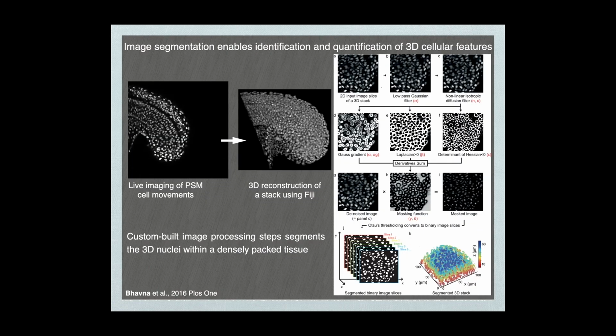So, to answer this, we first went on to analyze just the cell movements, and one 3D reconstruction of a single stack shows that these cells are tightly packed and they are highly juxtaposed nuclei within this tissue. So we developed a customized algorithm that automatically identified the nuclei, segmented the nuclei in 3D and quantified cellular features within such a densely packed environment.